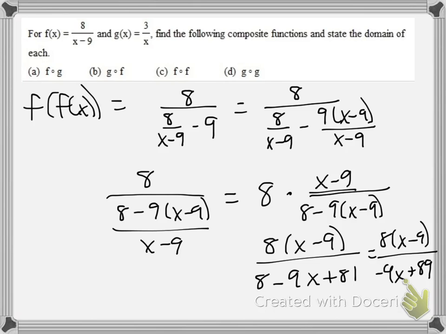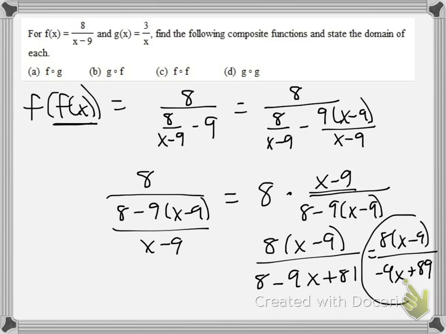Okay, so this is f of f of x. So nothing is going to cancel out or anything. So this is simplified all the way. So we have f of f of x. Now we need to find the domain. So the inside function f of x, the domain of that is that x cannot be equal to 9. We've already talked about that.